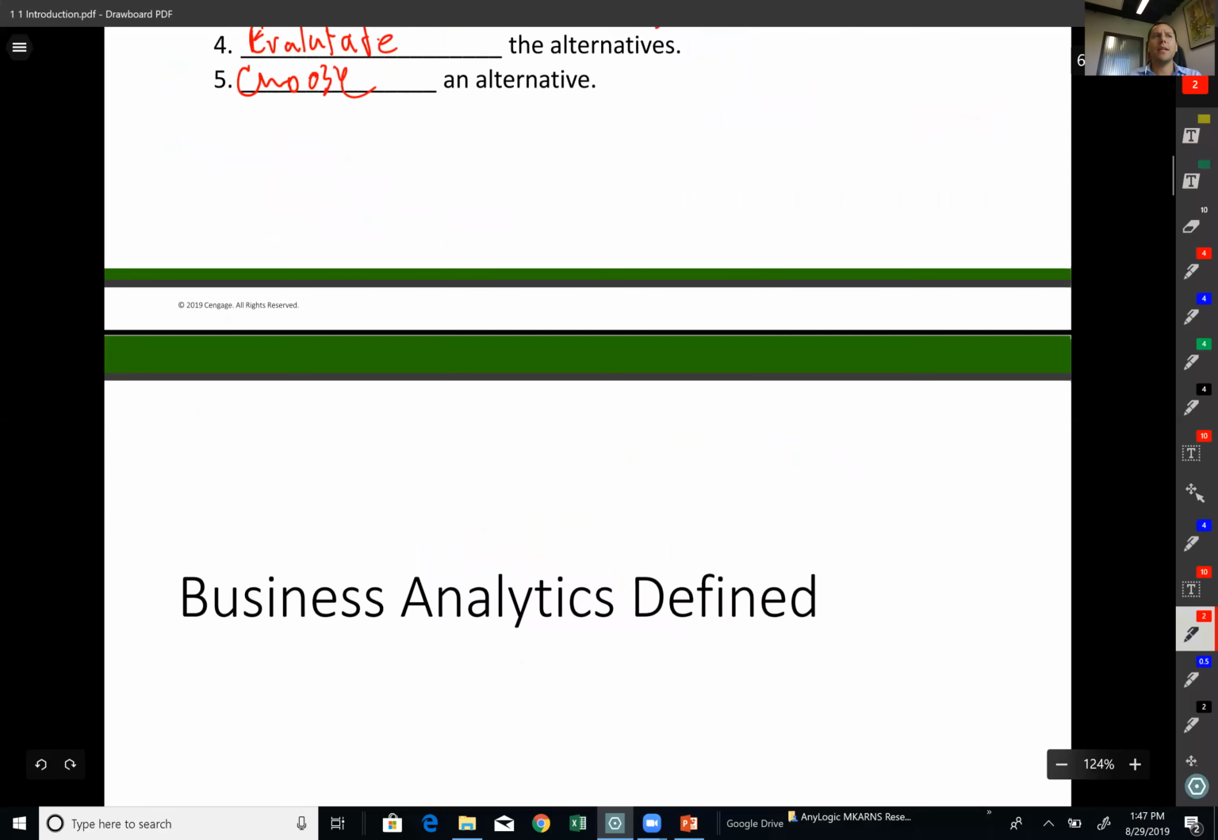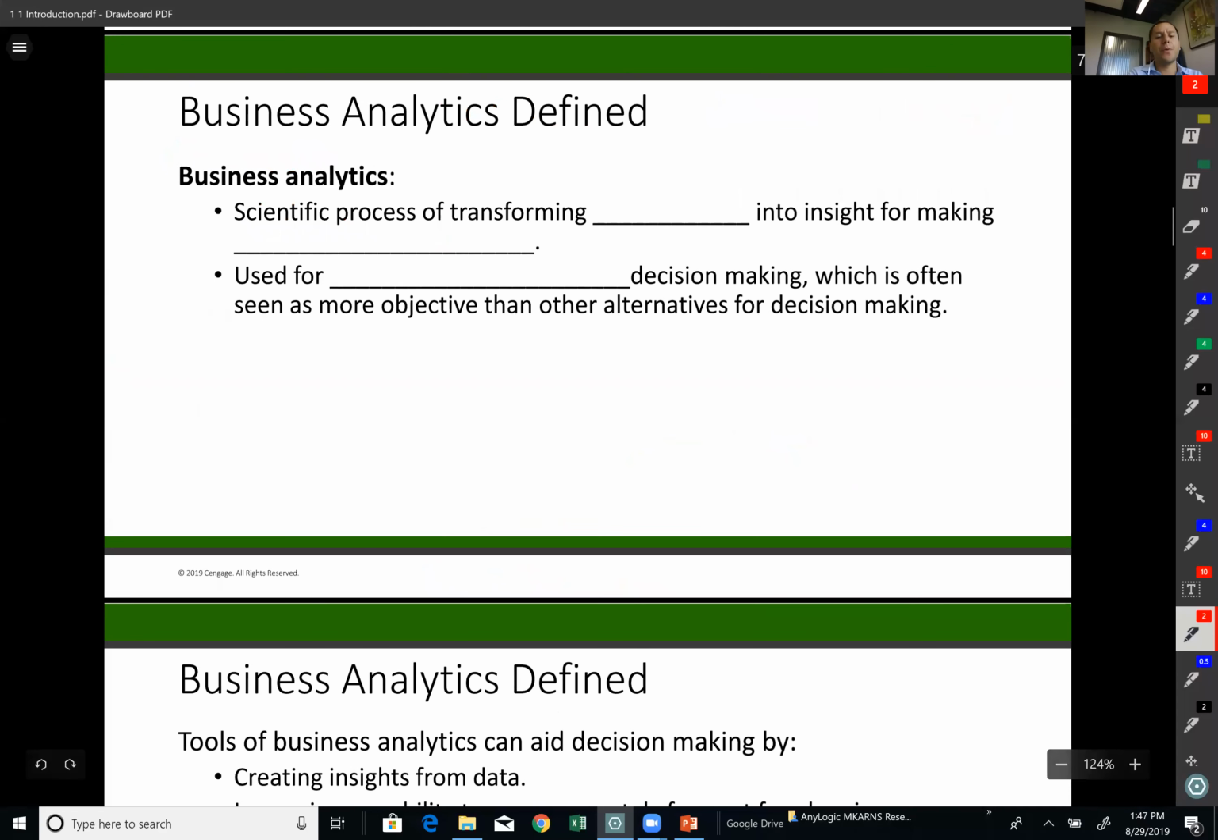So let's define business analytics. Again, business analytics is a scientific process. We transform data in business analytics into making better decisions. Again, I'm not saying best necessarily here, because sometimes trying to get the best decision can be costly in terms of time and money. Sometimes just getting a better solution is good enough, and we can always improve our processes and decisions, and our company will do better. That's why these are used for data-driven or fact-based decision making.